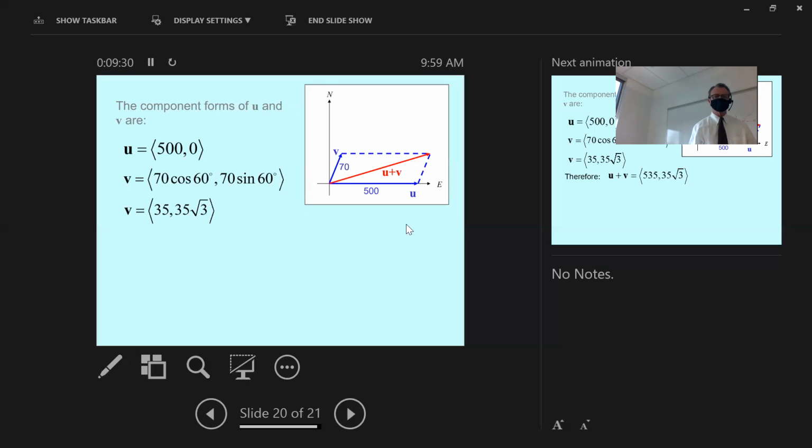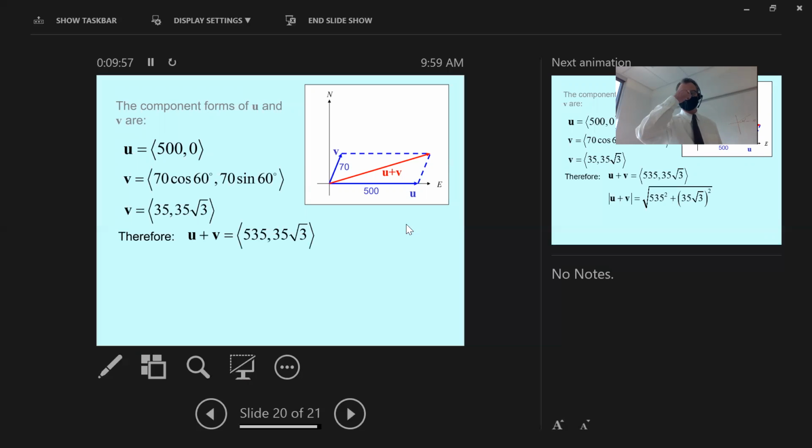So V, ready? 60 degrees, you're here. So what do you got? The cosine is 1/2. 1/2 times 70 is 35. What's the sine? Root 3 over 2. Root 3 over 2 times 70 is 35 root 3. When you add the vectors, 500 plus 35, 0 plus 35 root 3.